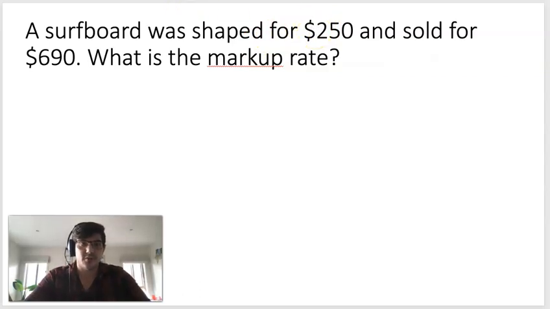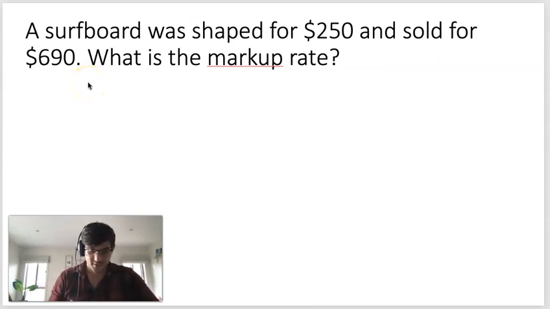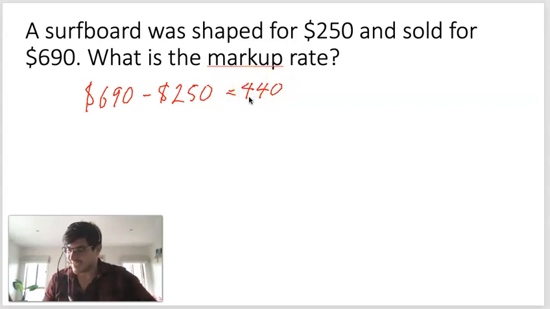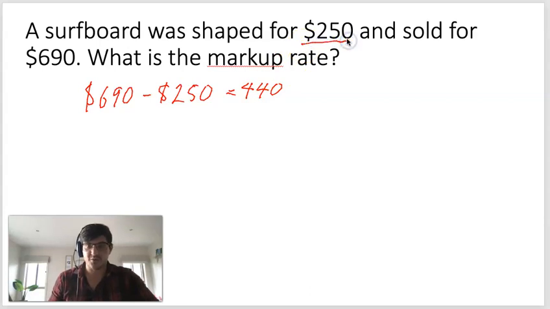Cool. So if we get started here, we're going to find the difference first. I'm going to go 690 minus 250 gets me 440. Whoops. There we go, 440. Cool, so the difference is $440. Now we're going to find the percentage that 440 is from our original price. Now the original price the surfboard was shaped for was $250.